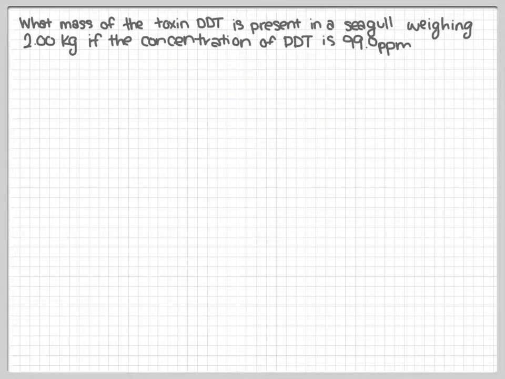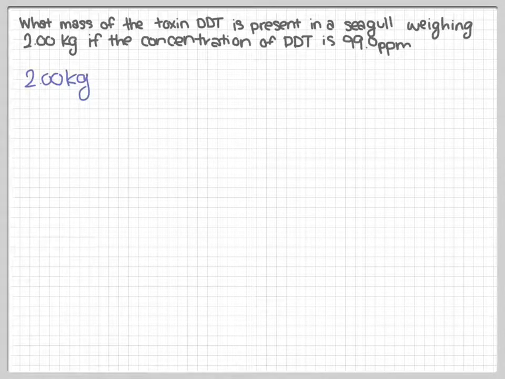What mass of the toxin DDT is present in a seagull weighing 2 kilograms if the concentration of DDT is 99.0 parts per million? So again, make sure you pause this recording and try this on your own. And when you think you have a solution, come back and we'll do it together. So let's check it out. So we're going to put in the value that they gave us. That is not a ratio, it's just a number. And that was 2 kilograms of seagull.